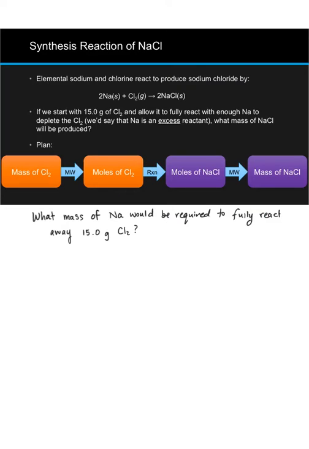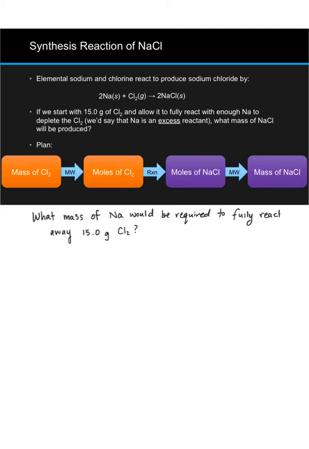So let's do a second example. Let's suppose that we want to be pragmatic and only use as much sodium for this reaction as needed, so that we don't have to waste any excess. What mass of sodium would be required to fully react away 15 grams worth of chlorine? See if you can figure this out. Pause this video, then come back for the solution when you're done attempting this problem.